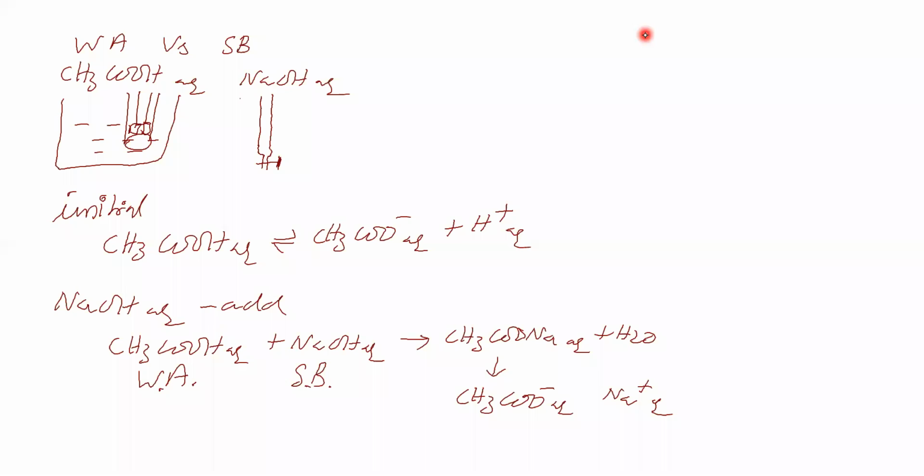Now think properly. After adding sodium hydroxide, sodium acetate contributes ions to the solution. The remaining weak acid also contributes a certain magnitude of ions to the solution. Of course, it is a weak acid, so it undergoes partial ionization.